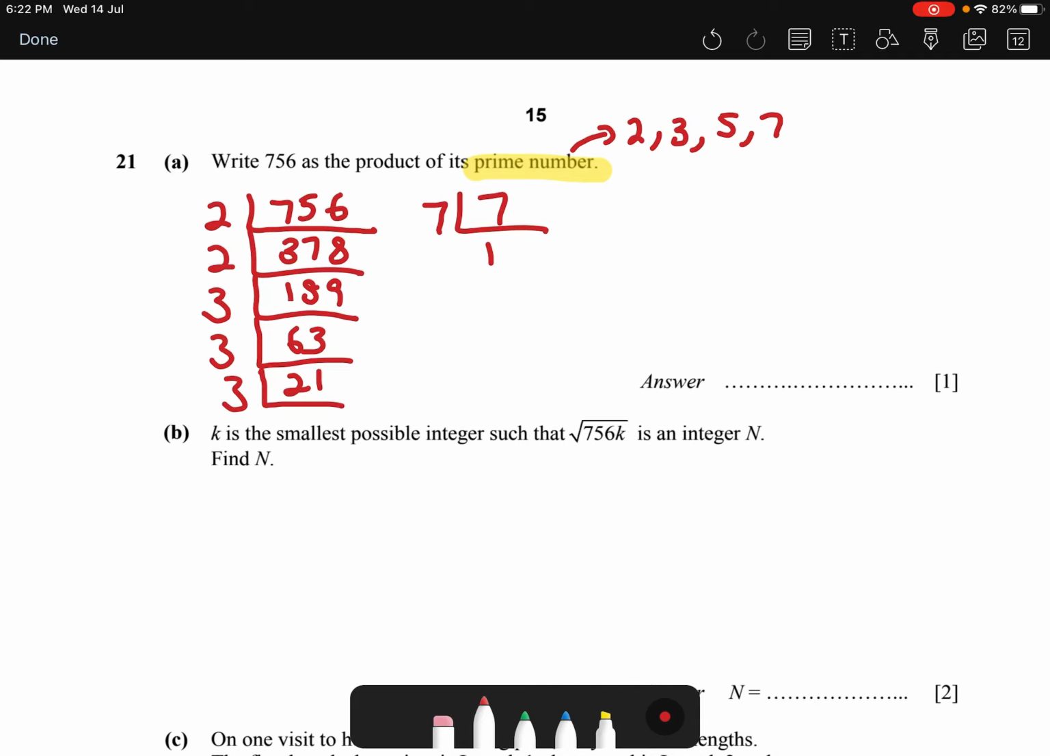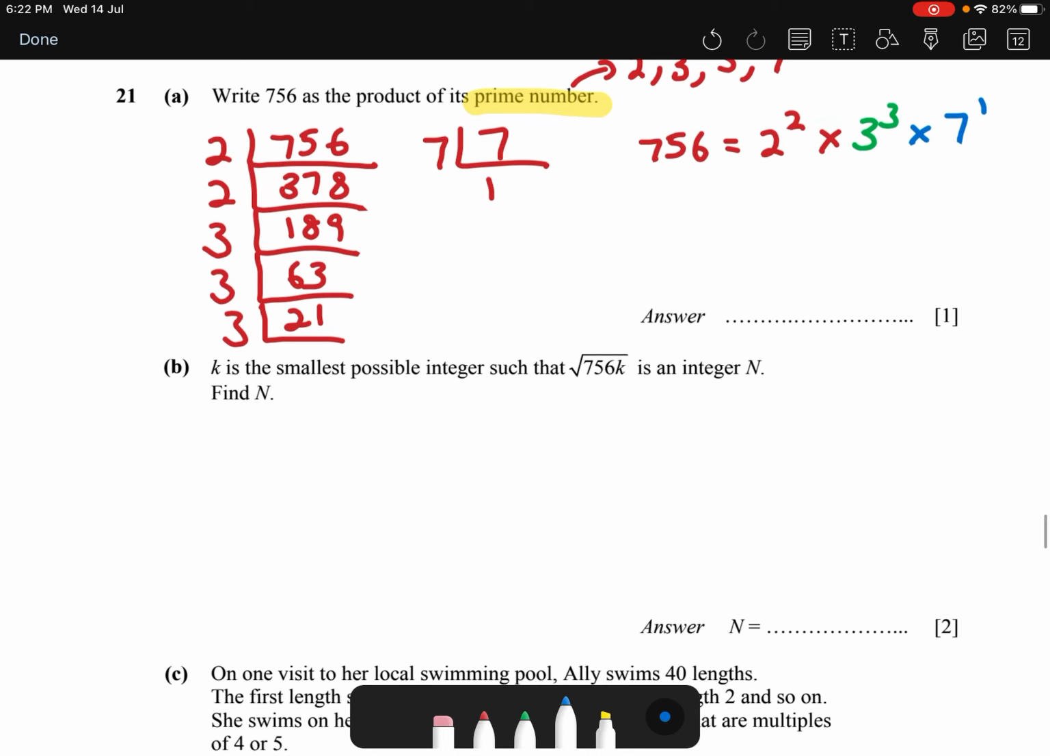So now I have divided all my 756 totally. So 756 is equal to 2 to the power of 2 multiplied by 3 to the power of 3 multiplied by 7 to the power of 1. Okay, so this is how I prime factorize a number.